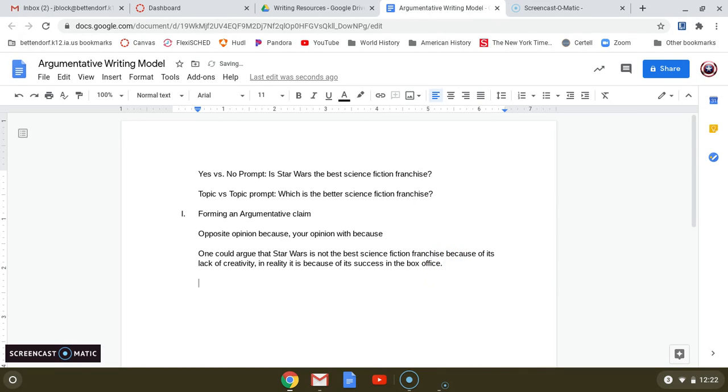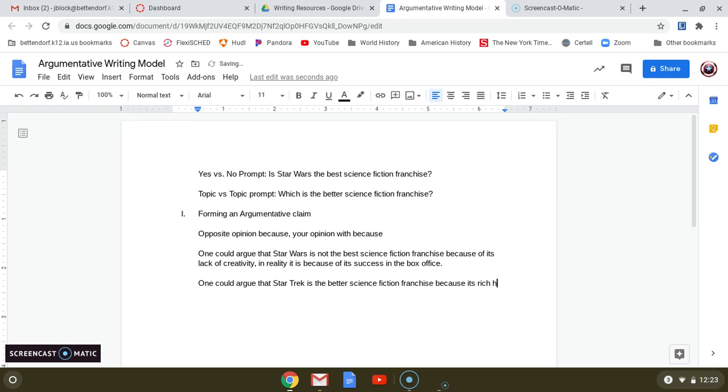Okay, now moving on to the topic versus topic prompt, you have to understand other opinions. And this is what's kind of difficult because now instead of a yes-no 50-50 shot, now you have to actually understand the topic more. So I'm going to use Star Trek as what some people could say is the better, because if you know your science fiction lore, there's a bunch of nerds out there too about them. Okay, so one could argue that Star Trek is the better science fiction franchise. And again, this is all just repeating the prompt. It's not rocket science here. It's the science fiction franchise because, and why would somebody say that?